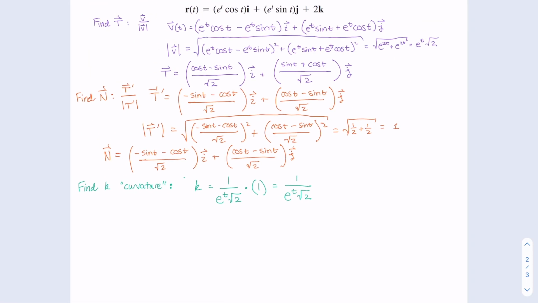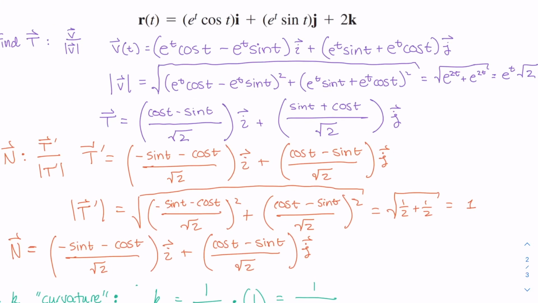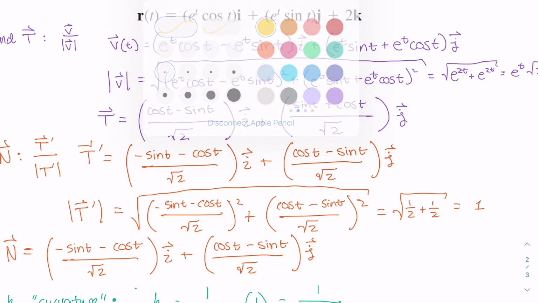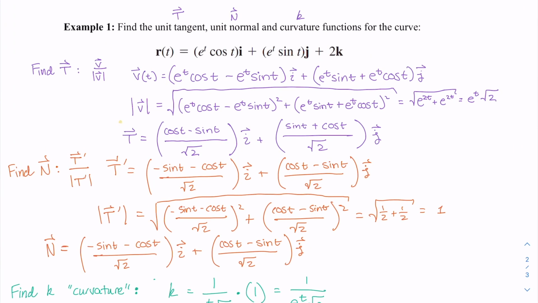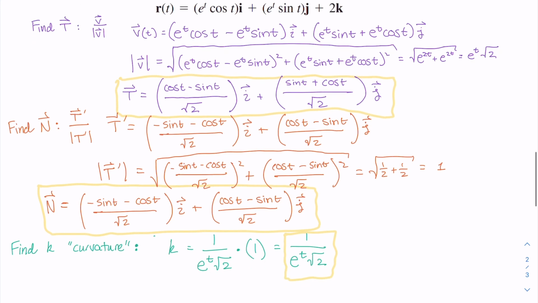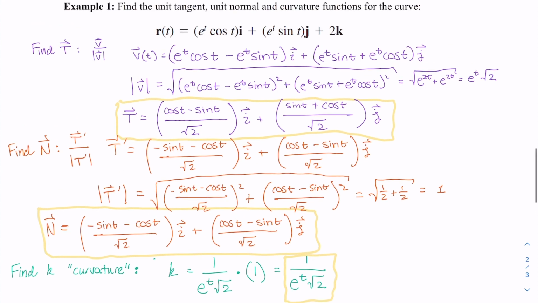Let me just box some of these so we know what we found. So we found T. We found N. And we found the curvature at every given point. So for all of these, we could plug in a specific value of t and then evaluate what the specific unit tangent, unit normal, and curvature is for every given value of t.